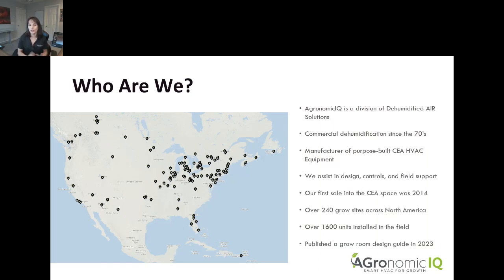So real quick, a high-level overview on Agronomics IQ. Agronomics IQ is a division of Dehumidified Air Solutions. Dehumidified Air Solutions has been doing pool dehumidification since the 70s. So they've been around for a long time and have worked in high humidity, high temperature environments for the duration of that time. Our first venture into CEA was in 2014. Since then, we have 240 grow sites across North America, 1,600 units installed in the field, and just a lot of experience in this kind of space. Most of it is in cannabis, but also in leafy greens.